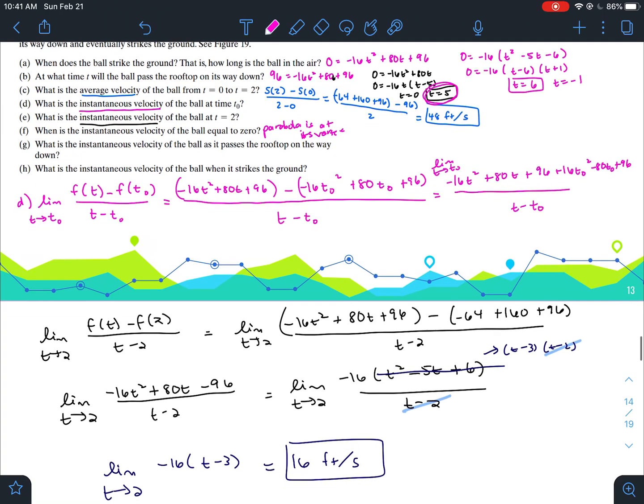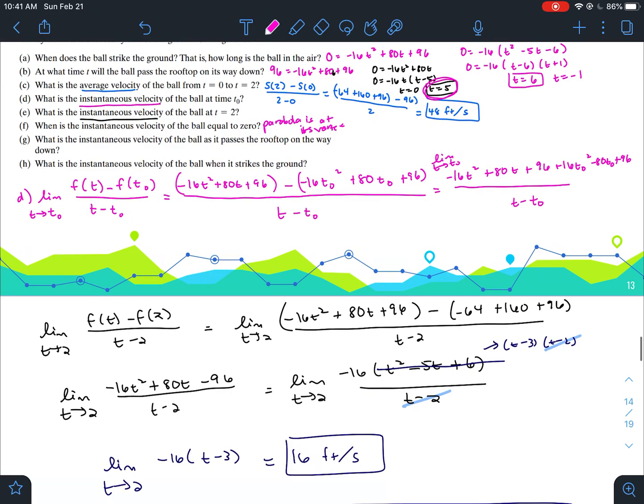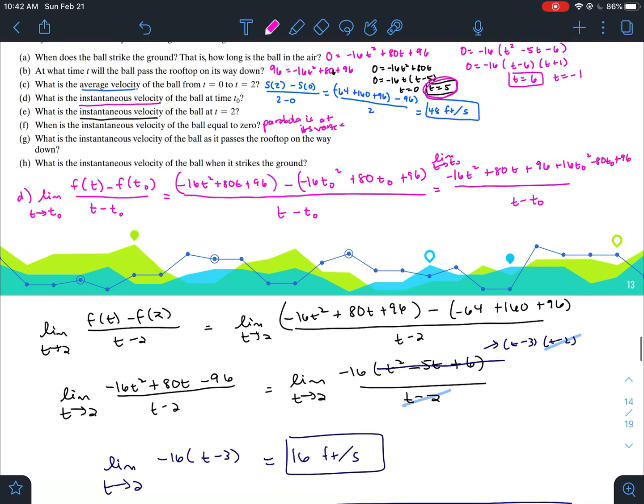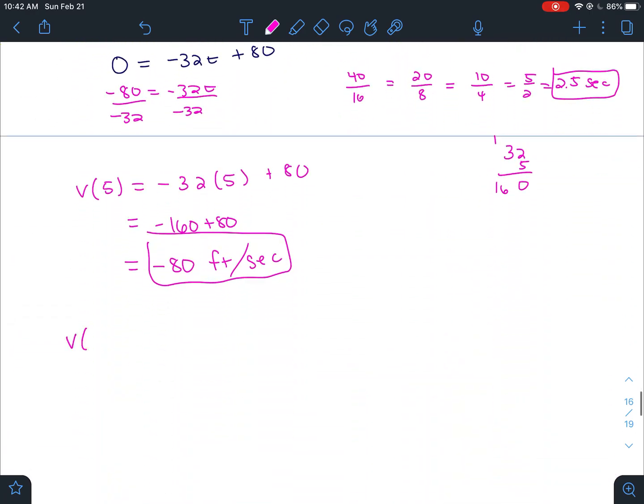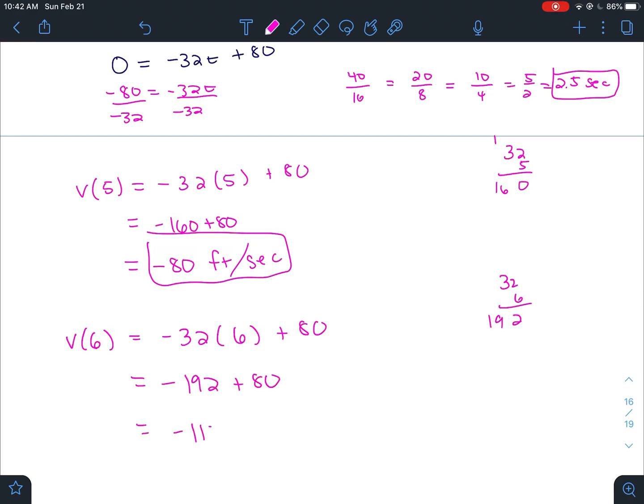because that's at 5 seconds. What's the instantaneous velocity of the ball when it strikes the ground? Well, it strikes the ground at 6 seconds. So we want to find the velocity at 6 seconds. So we're going to take negative 32 times 6 plus 80. And 32 times 6 would be 192. So it's going to be negative 192 plus 80. So its velocity would be negative 112 feet per second. So that would be the velocity of the ball when it strikes the ground.